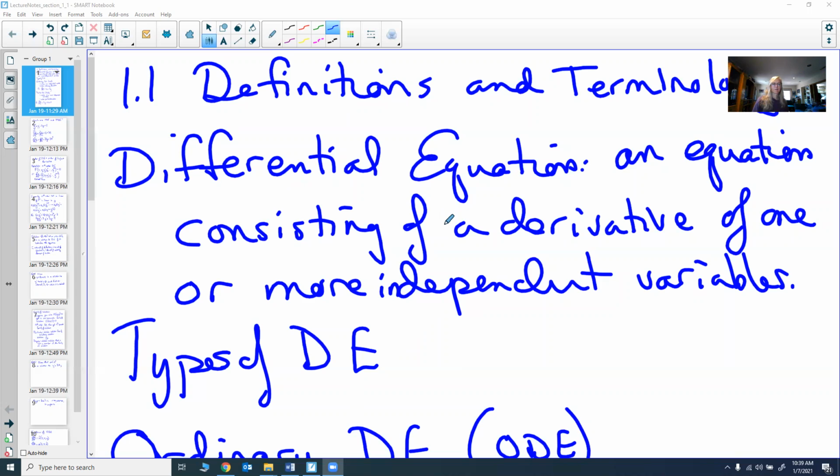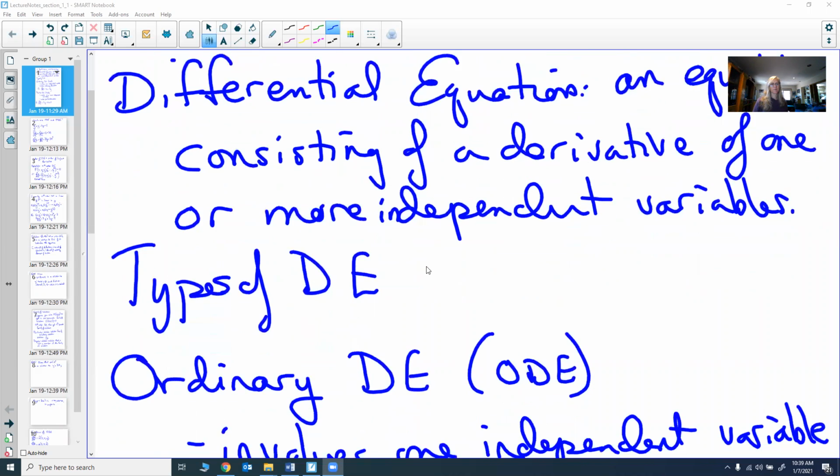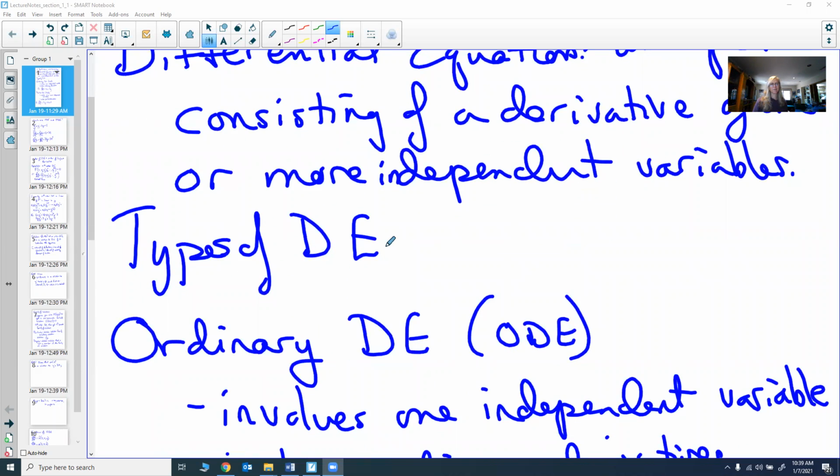All a differential equation is, is an equation that consists of derivatives of one or more independent variables. And so really, it's all about rates of change. We're looking at how do things change over time and see if we can't come up with models for those. There are two different types of differential equations. Usually we write DE for differential equation because we're too lazy to write differential equations.